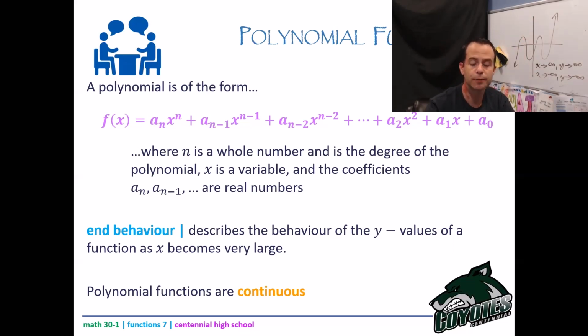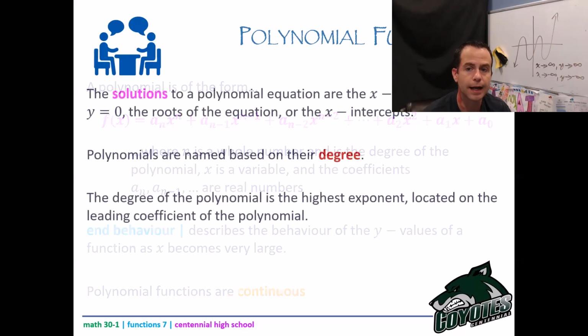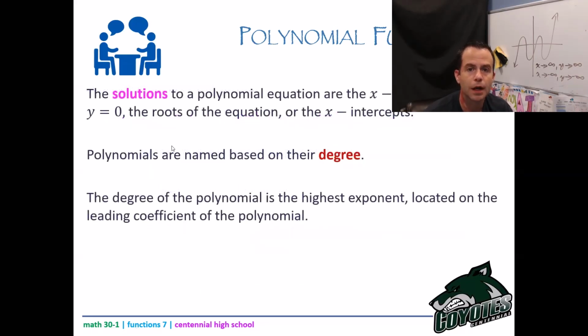Polynomial functions are continuous, so that means I can draw the whole thing without lifting my pencil. Remember, I couldn't do that with rationals because of those asymptotes. I had to lift my pencil to get to the other side of the asymptote. The solutions to a polynomial equation are the x values that make y equal 0, also known as the roots of the equation or the x-intercepts. You've been solving for those in lines and quadratics all the time. We will take you higher than degree 2 in 30-1, but a lot of the process will remain the same.